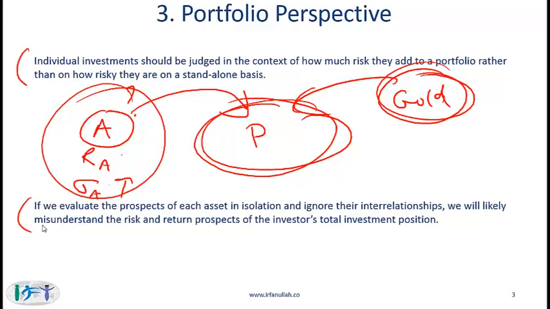A related point is that if we evaluate the prospects of each asset in isolation and ignore the interrelationships of the assets in a portfolio, we will likely misunderstand the risk and return prospects of the investor's total investment position. In other words, it's conceivable that an investor has several risky assets, but they are all risky in different ways, and collectively the portfolio is not very risky because the risky assets balance each other out.